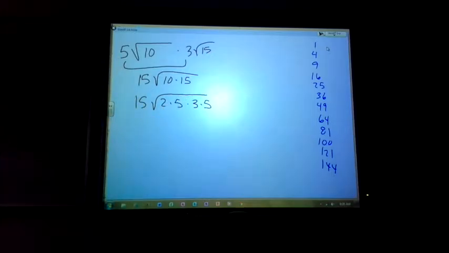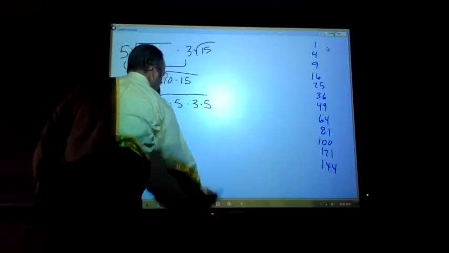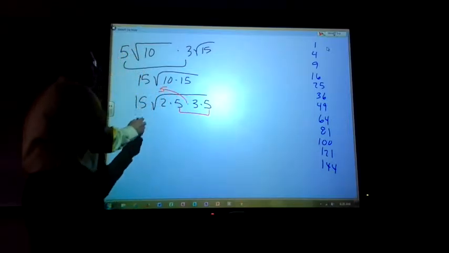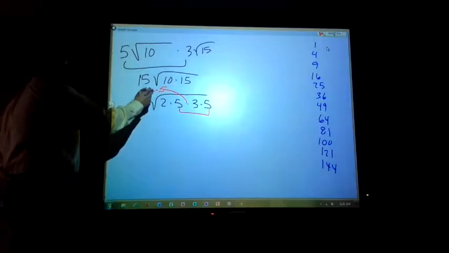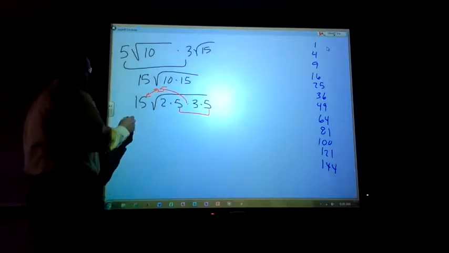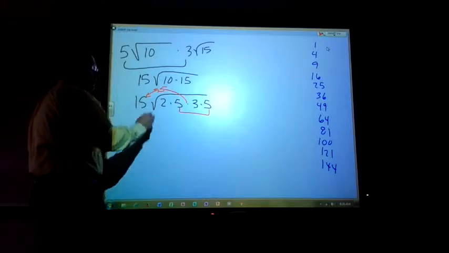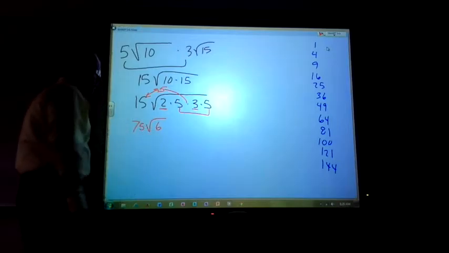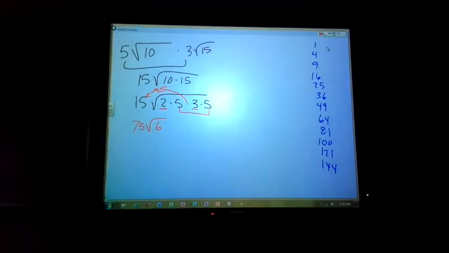What do you think? How many of a kind am I looking for? 2 of a kind. I'm looking for pairs. So I have this and this. So if I take the square root of that, I get a 5 that comes out. This 5 and this 15 do what? Multiply. So what's 5 times 15? 75. And then I have left inside this and this, so I'll multiply them back together. 75 root 6.